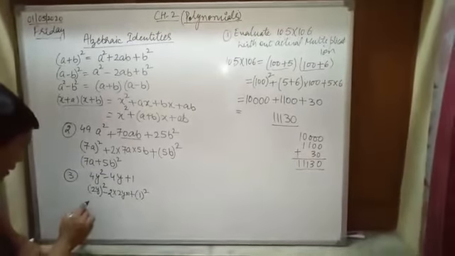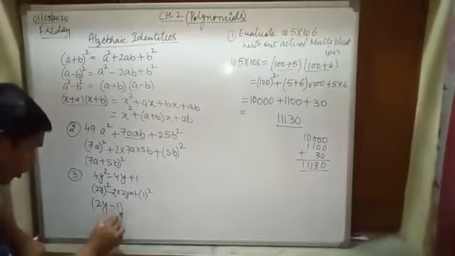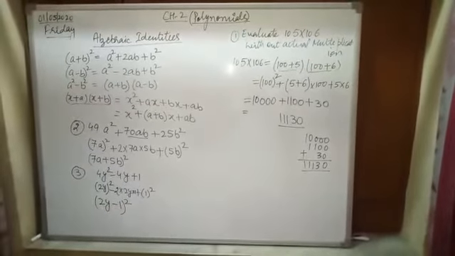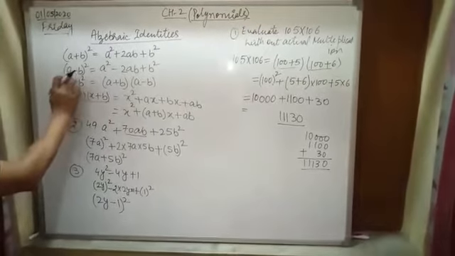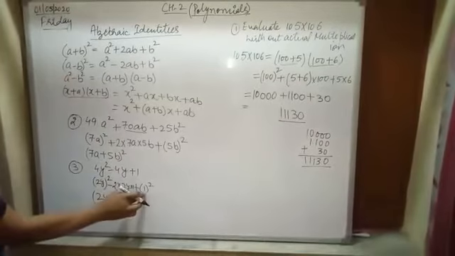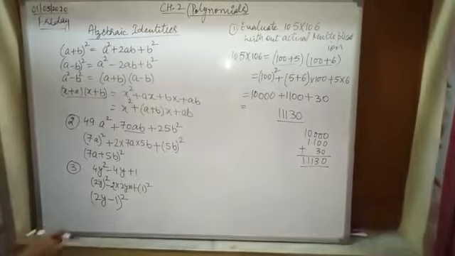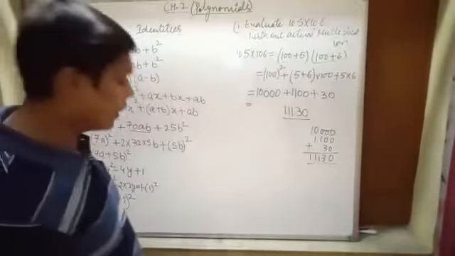It means this is the identity of (2y minus 1) whole square, that is (a minus b) whole square. a means 2y and b means 1. And here the sign is negative, so it is (2y minus 1) whole square.